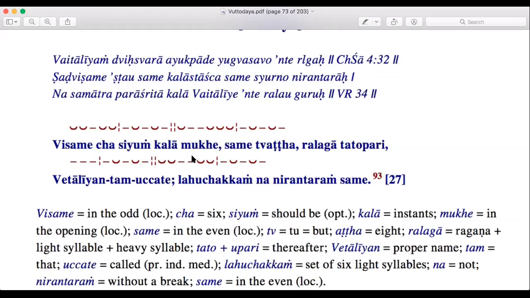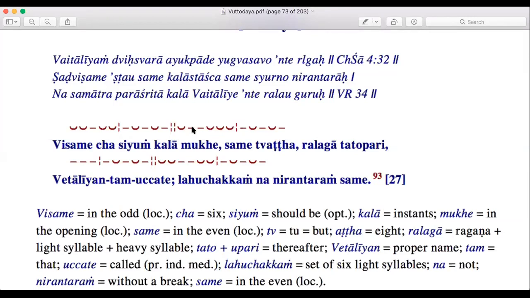And another thing is that in these two lines, in the even lines, there are usually 8 moras at the beginning. So within those 8 moras, there shouldn't be 6 light syllables without a break, like lahu, lahu, lahu, lahu, lahu, lahu, light, light, light, light, light, light, like that. 6 light moras without a break shouldn't be there. So those are the rules for the Vetaliya group, I think.